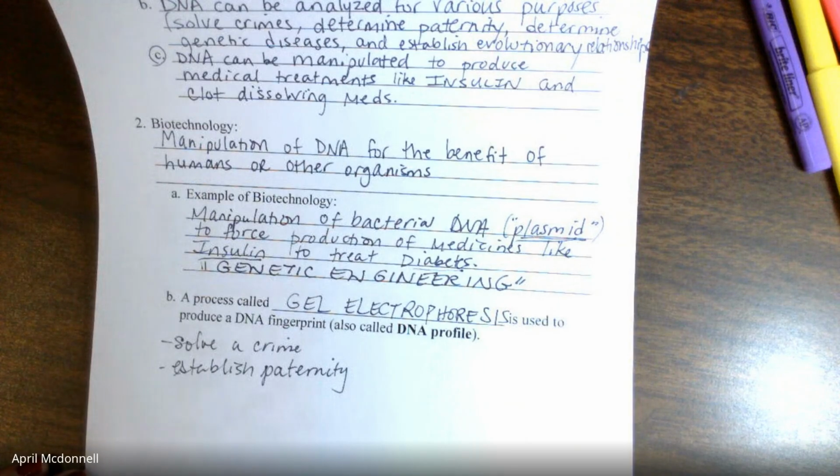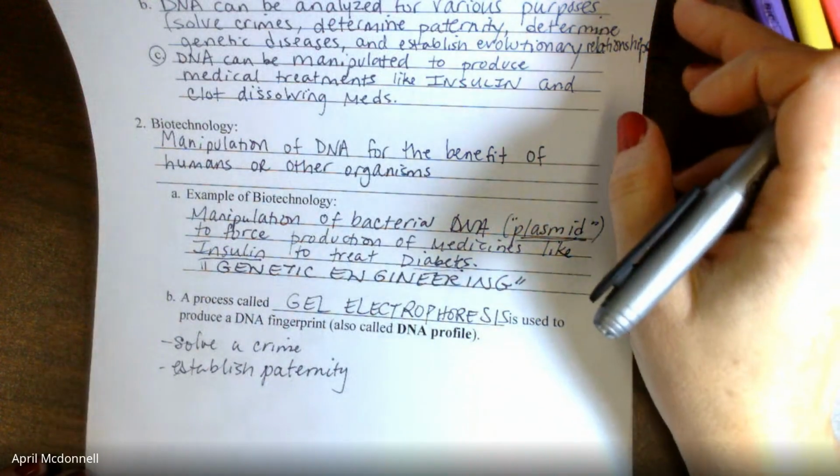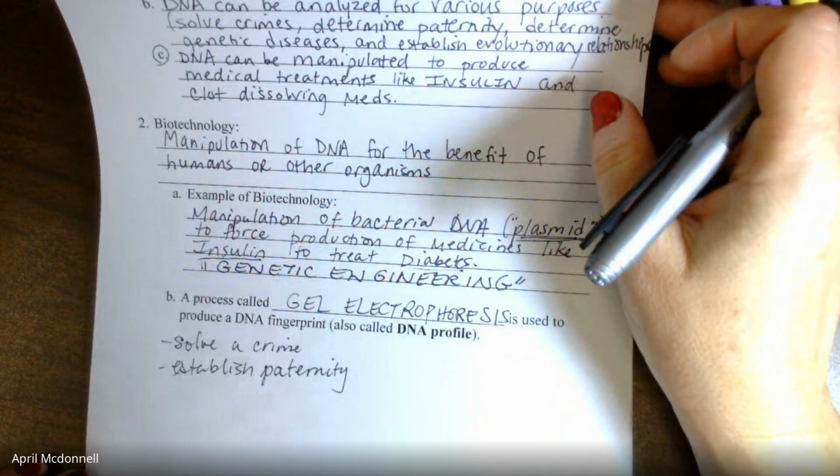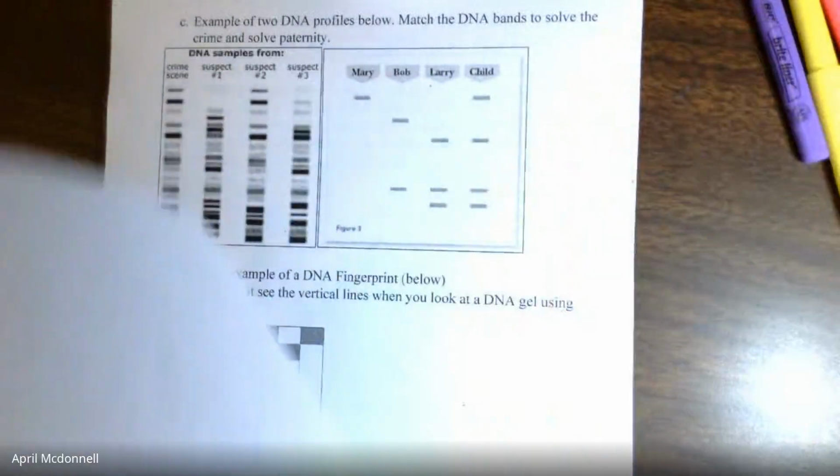In order to analyze the DNA, we will need to visualize the DNA. The process of gel electrophoresis allows us to visualize DNA. What is formed after gel electrophoresis takes place is something called a DNA profile, which previously has been called a DNA fingerprint.